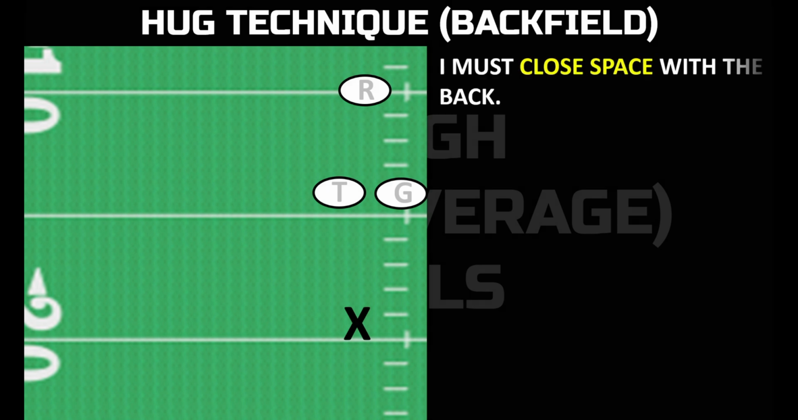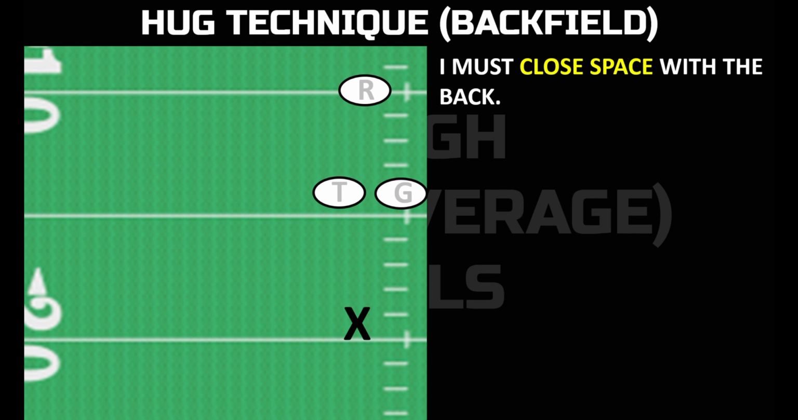I must close space. I don't catch him. I don't wait for him. Think about that. I'm 5 yards off the line of scrimmage on the defensive side, and he is 5 yards off the line of scrimmage, at least, on the offensive side. So I don't want to slide. I can't utilize catch technique with someone 10 yards minimum away from me.